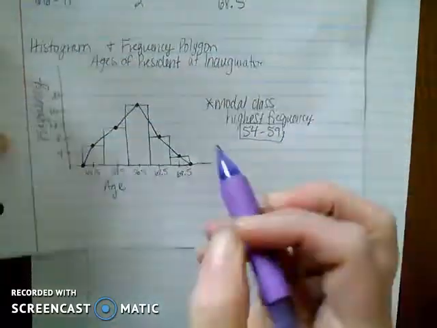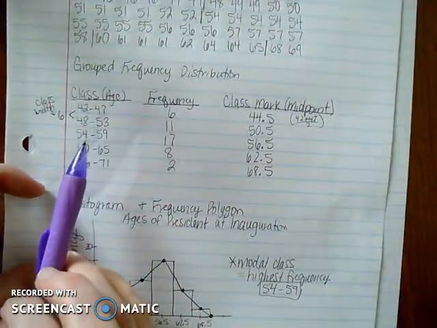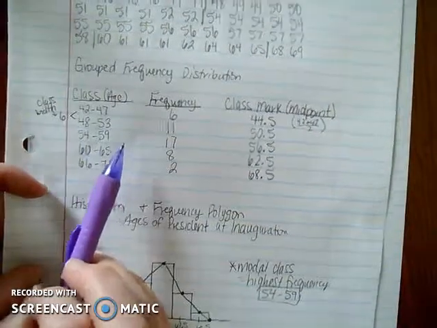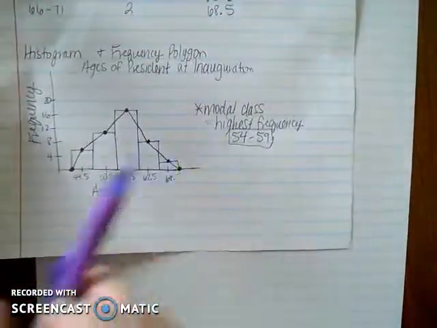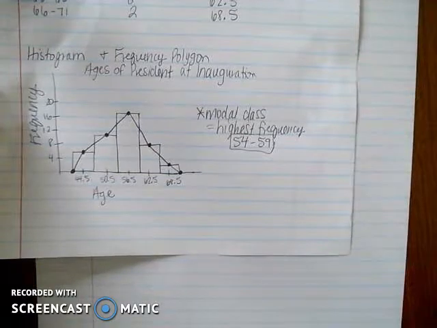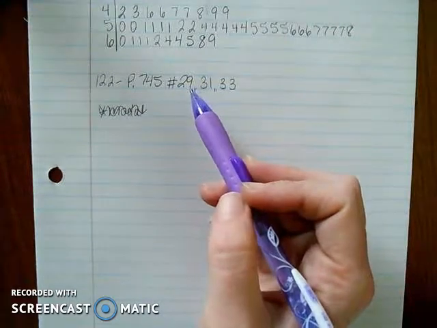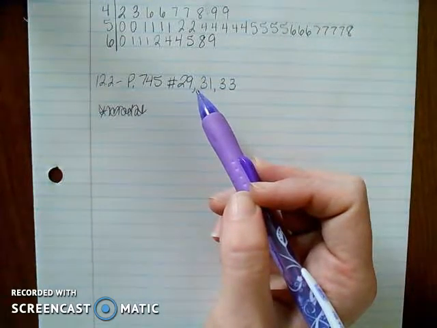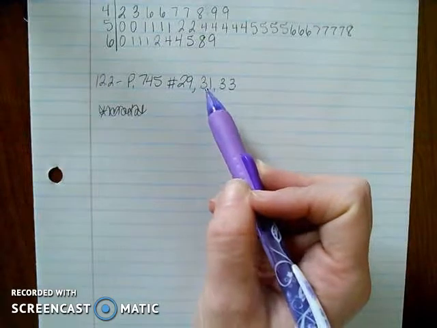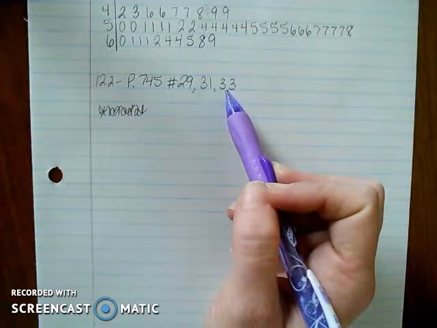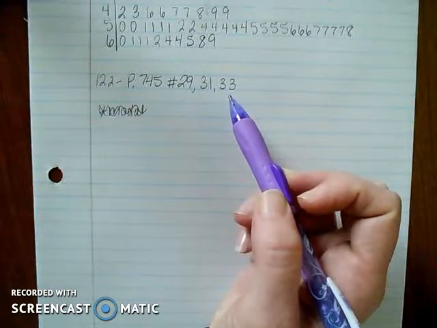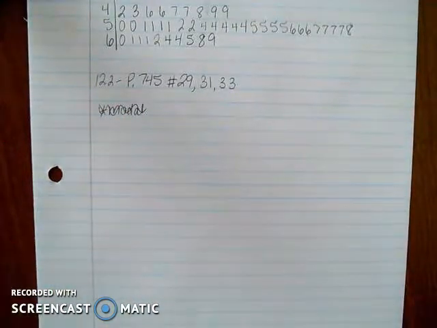If I ask the question from this data, what's your modal class? The answer is 54 to 59 because they have 17, which is obviously the most compared to all the rest of them. Okay, so anyway, 29 is like what we just did, where you have to group the data, draw all three of the graphs or charts, whatever you want to call them. 31 and 33, the charts are already given to you, and you need to answer questions about it.